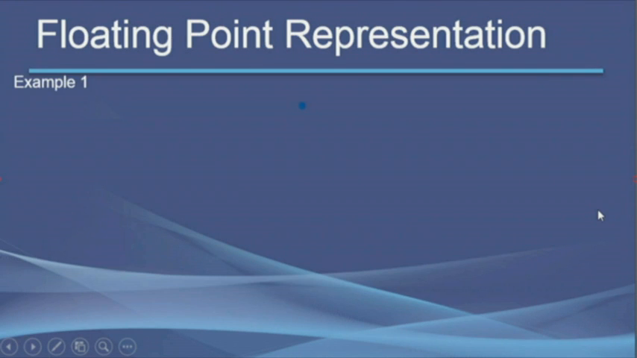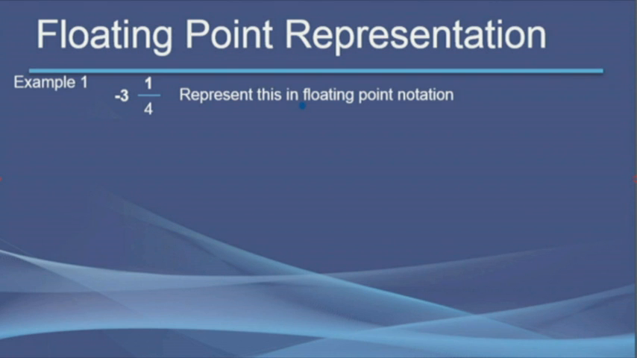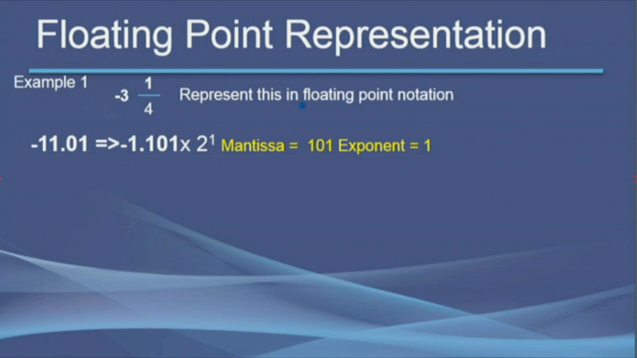Then take another example. Okay, this is a decimal number, and you have to represent this in floating point notation. Now you can see the minus 3. The sign is the minus here, and for 3 you can take 1 plus 2 is 3, and for 1/4 you can clearly see after the radix point the first bit value is 0 and the second bit value is 1, because 1/4 is represented by the second bit after the radix point here.